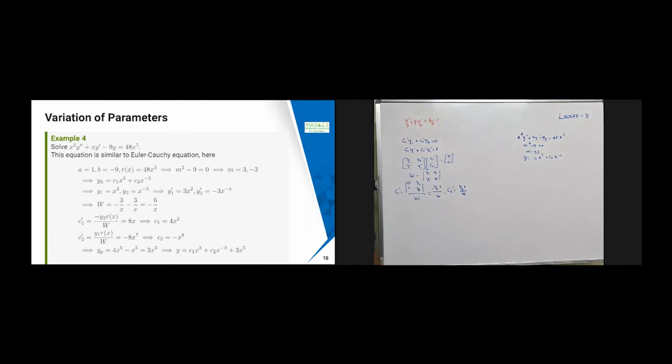Now we are going to solve the problem using variation of parameters. For that, what do I need to find? First, I need to find C1 and C2, and then I have to find the answer for this.